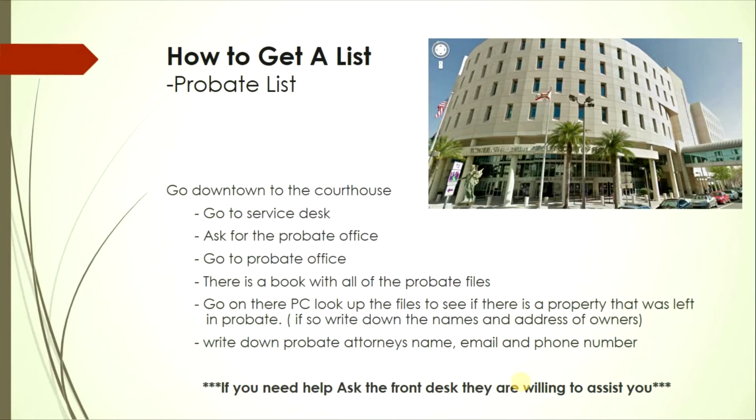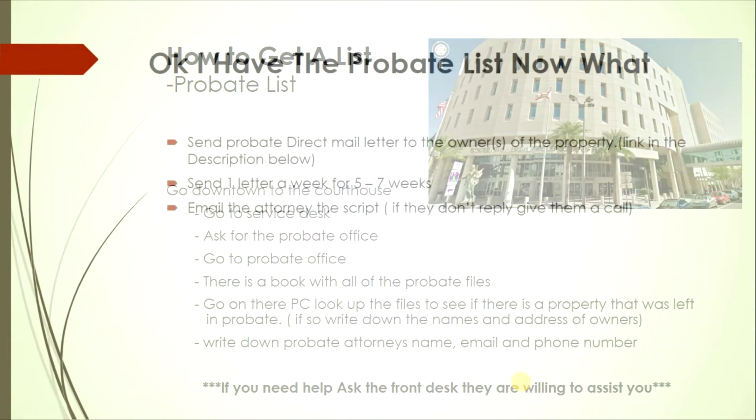And also, while you're in there writing down the probate information, I want you to write down the probate attorney's name, email, and phone number, so you can contact them. That can be another way that you can purchase a property. And if they don't help you with the probate that you have, just ask them, hey, do you have any more clients that are willing to sell their property? These are all ways to get more deals.